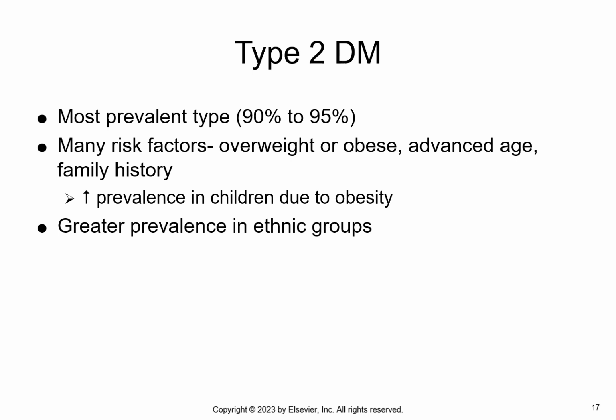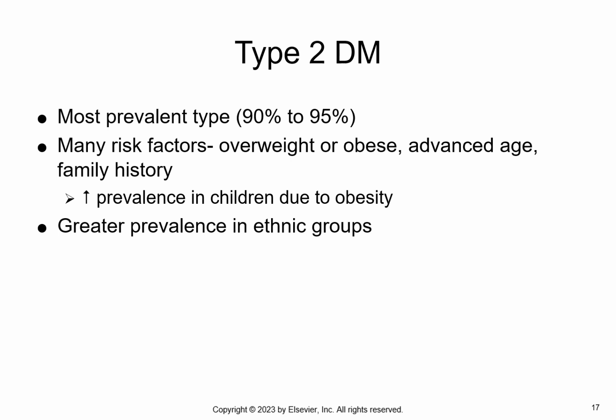We're looking at type 2 diabetes mellitus. It accounts for 90 to 95% of people with diabetes. Many factors contribute to developing it. These include having a family history, being overweight or obese, and being older. Although it occurs less often in children, the incidence is increasing due to the increasing prevalence of childhood obesity.